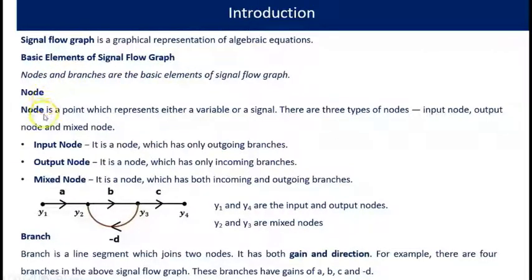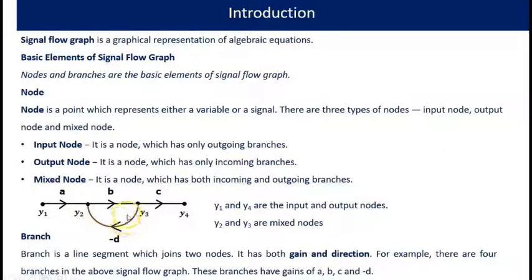And what is a node? Node is a point which represents either a variable or a signal. There are three types of nodes: input node, output node and mixed node. And what is an input node? It is a node which has only outgoing branches. Similarly, output node is a node which has only incoming branches. Mixed node means it is a node which has both incoming and outgoing branches.